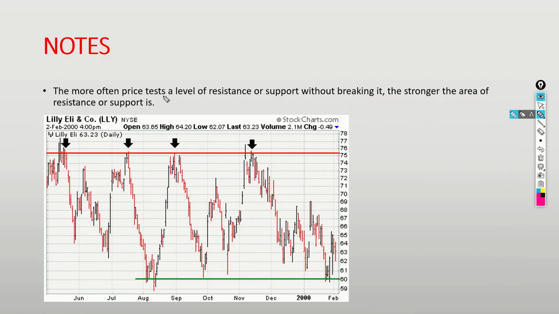Okay, so the more often price tests a level of resistance or support without breaking it, the stronger the area of resistance or support. So for example, here the price tested this level, it went back down. This level goes back down. This level goes back down. This level goes back down. So because the price has hit this level several times, this one becomes a strong level of resistance.